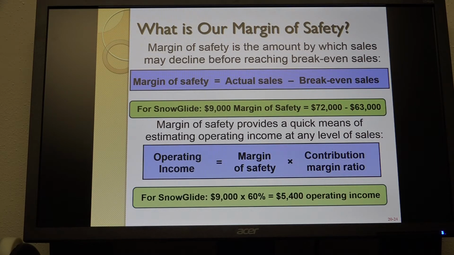So here we've got this company, 72,000 actual sales minus 63,000. They have a $9,000 margin of safety. And you can turn that around, manipulate this to figure out your operating income is what they're essentially saying. So operating income equals margin of safety, $9,000, times the contribution margin ratio, which is the 60%, 0.60, or $5,400 operating income.